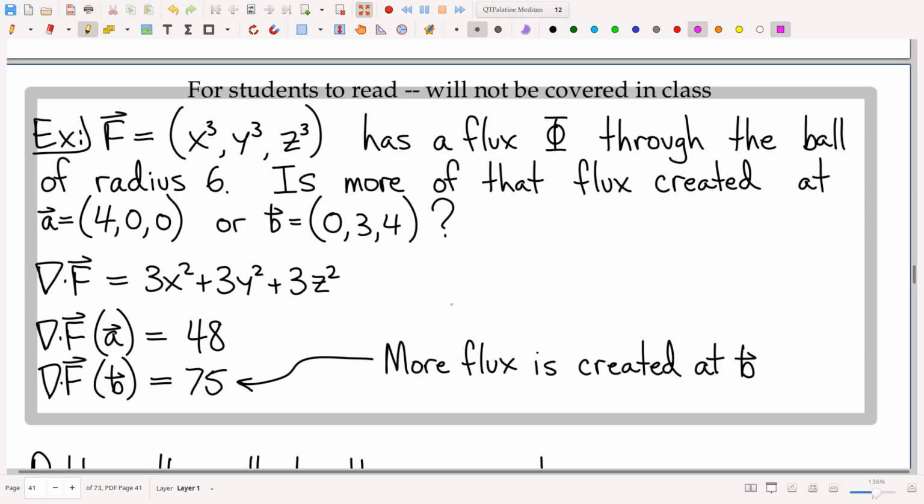Yeah. So just to confirm, the stuff is moving away from the point. Yeah, that's right. So when we say boundary flux, the convention on boundaries, they're oriented outward, and so positive flux means outward flux.